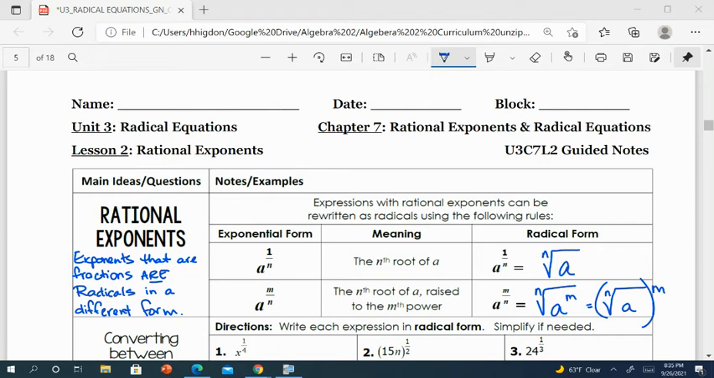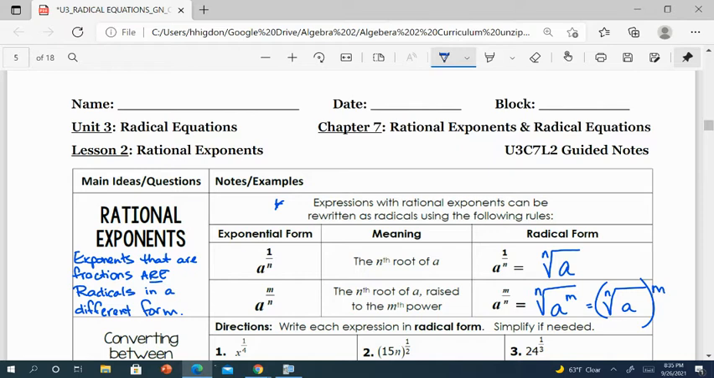This video is on Unit 3, Chapter 7, Rational Exponents and Radical Equations, Lesson number 2, focusing on rational exponents. So when we talk about rational exponents, these are exponents that are fractions.